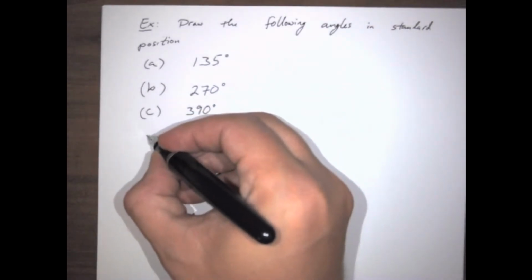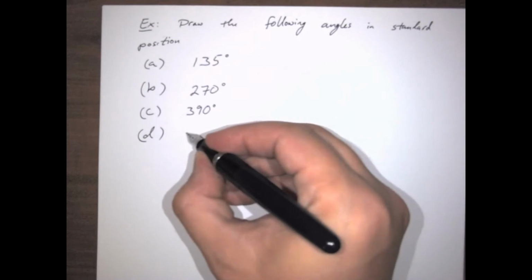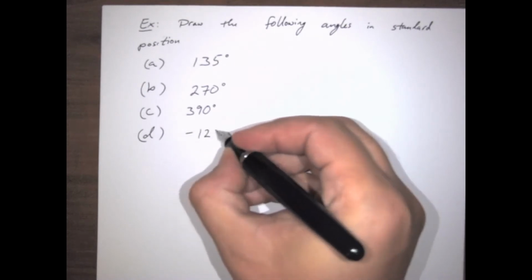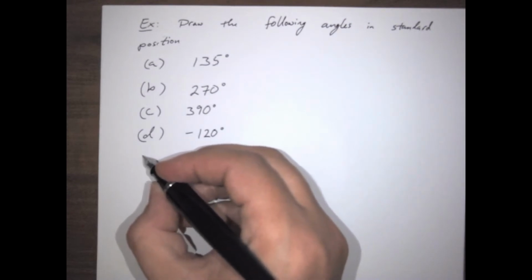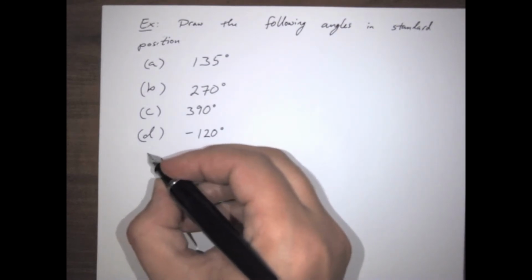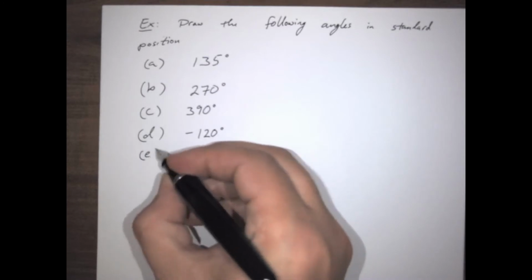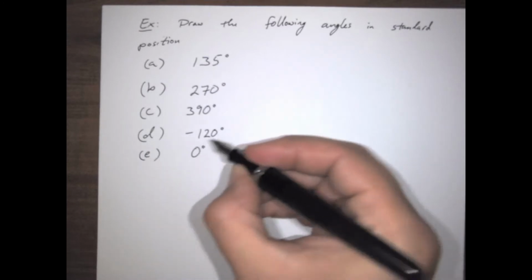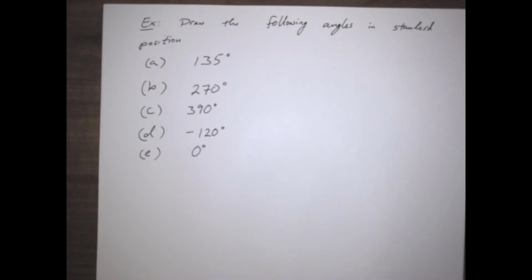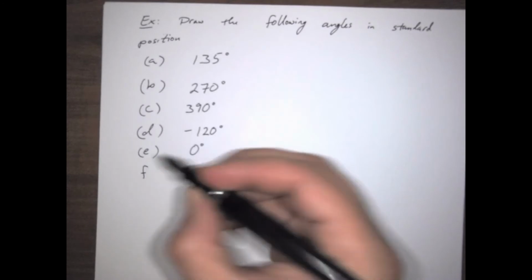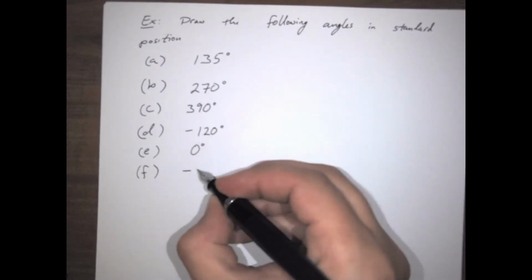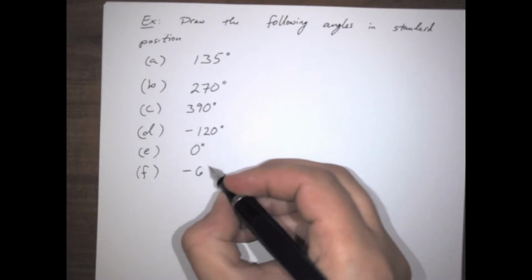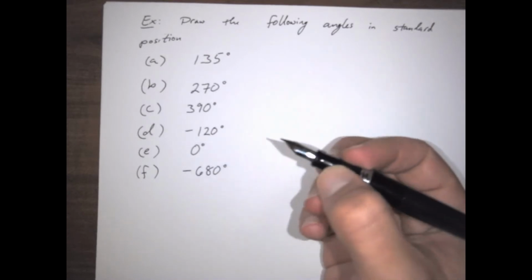Let's see. We can have negative numbers. We can have negative 120 degrees. We can have 0. How about that? 0 degrees. By the way, anytime your angle is measured in degrees, make sure that you actually write the little degree symbol. That is not optional. Alright, and then the last one, let's just say negative 680 degrees, something like that.